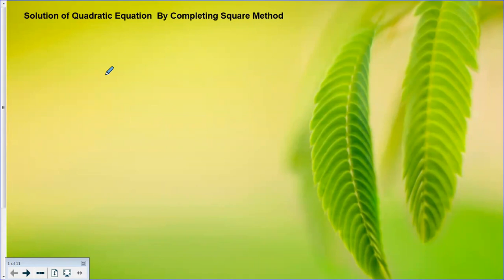Today I am going to teach you about the solution of any quadratic equation by the completing square method. So what is the completing the square method? This is the method used to solve any quadratic equation by changing the form of the equation so that the left side is a perfect square. It is required to convert any quadratic equation into a perfect square with some additional constant.